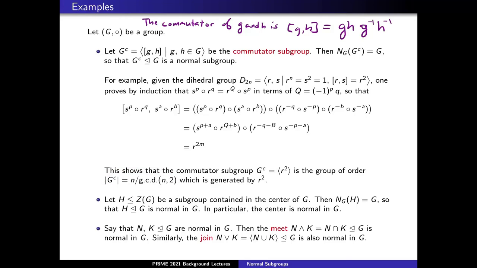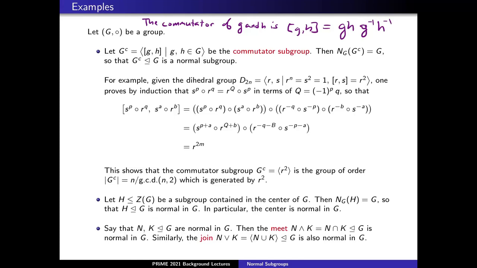So to finish off, let us now take a subgroup H of the center of G. Then the normalizer of H will be exactly G. This stems from the fact that if we are in the center, that means that all the elements in G commute with the elements in H. And so from here, it's not hard to prove that H must be normal in G. In particular, the center of G is normal.